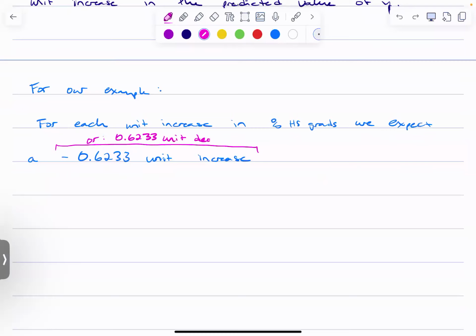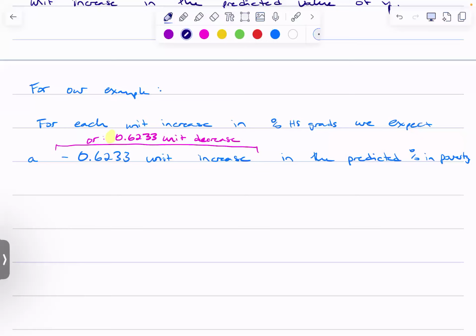But like I said, I always just keep the slope as it is and say it's an increase, and then I don't need to worry about it, right? Because you need to be really careful that you don't tack the negative on there. We expect a negative 0.6233 unit increase in the predicted percentage in poverty. So that's how you would interpret the slope.